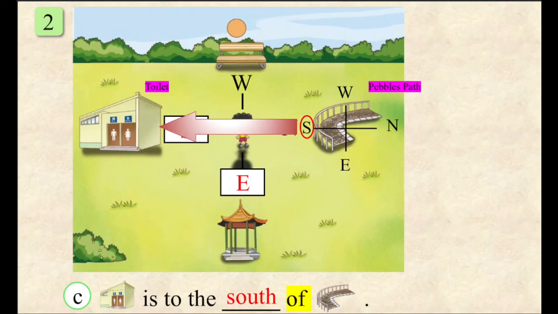Second is about answering the question. When we see the keyword "of" in the question, we can always draw the direction sign on the object after "of". So for example, in this question, the pebbles path is after the keyword "of", so we can put the direction sign on the pebbles path. So we can find out toilet is to which direction of the pebbles path easily after we draw the direction sign out.